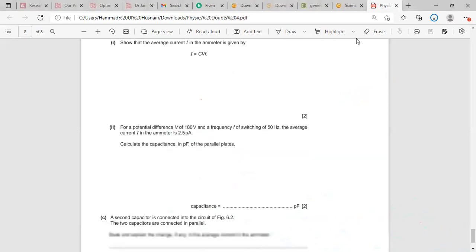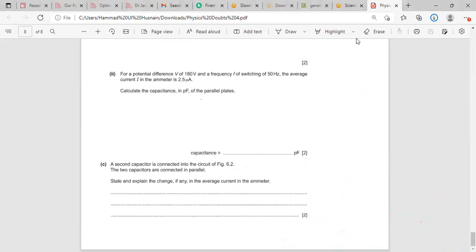Okay, the next question is we have a second capacitor and it is connected in the circuit of figure 6.2. The two capacitors are now connected in parallel. State and explain the change, if any, in the average current in the ammeter. Now we need to find what will be the change in the current of the ammeter if we connect another capacitor in parallel in this circuit.